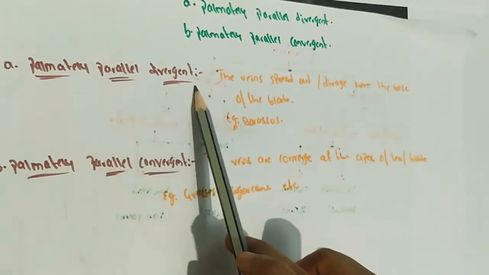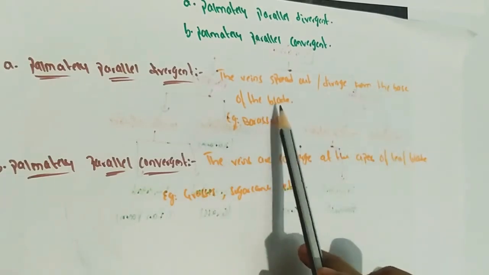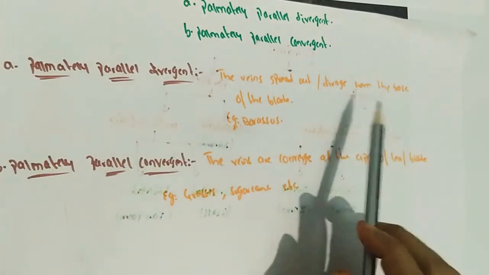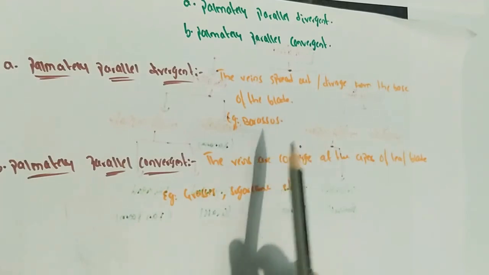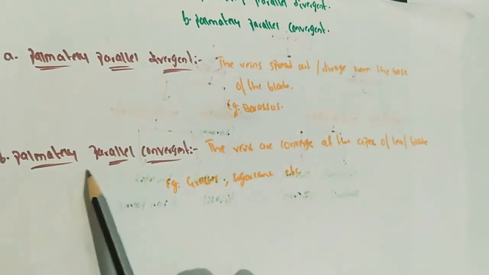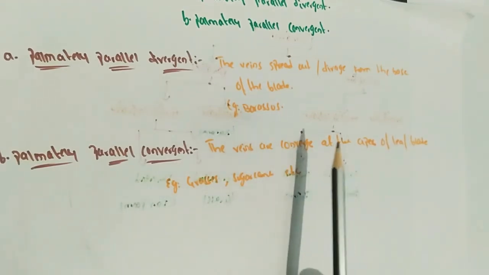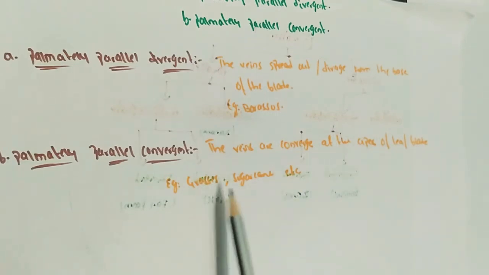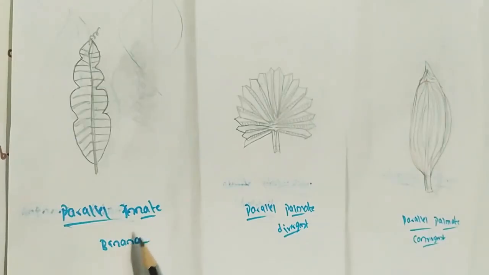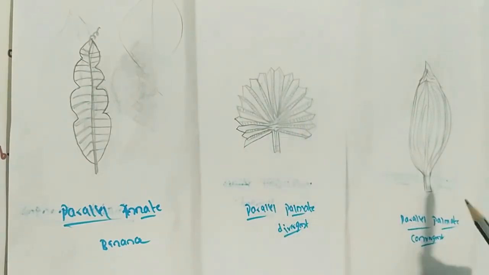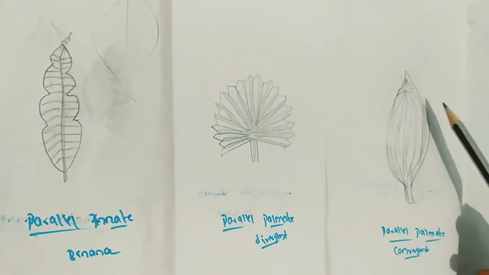Palmately parallel divergent: the veins spread out or diverge from the base of the leaf blade. Example, Borassus. Next, palmately parallel convergent: the veins converge at the apex of the leaf blade. Example, grasses, sugarcane, etc. Parallel pinnate in the banana. Next, parallel palmate divergent, where the veins move in different directions at the base of the petiole. Next, parallel palmate convergent, where the veins come closer to the apex of the leaf blade.